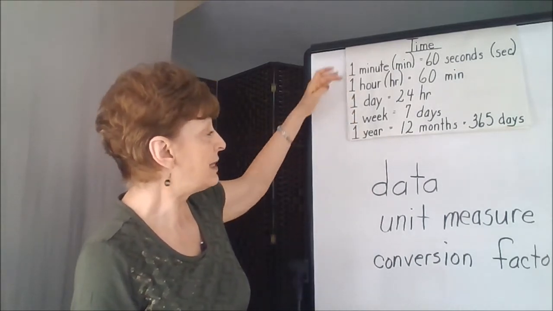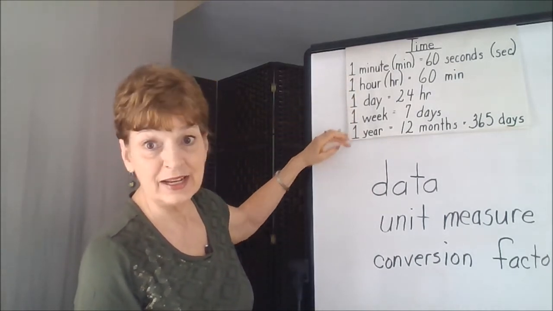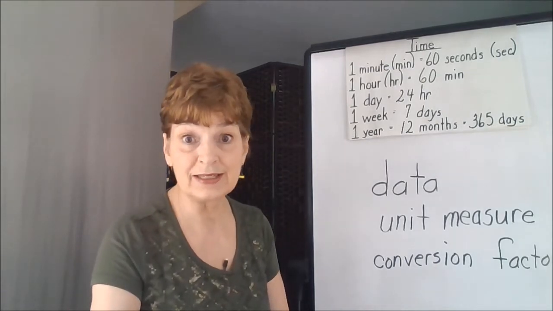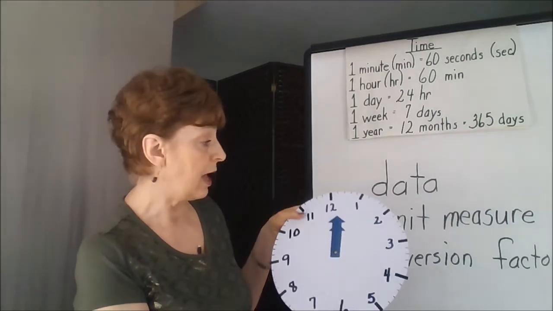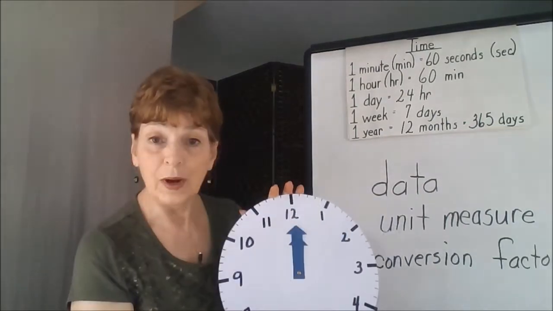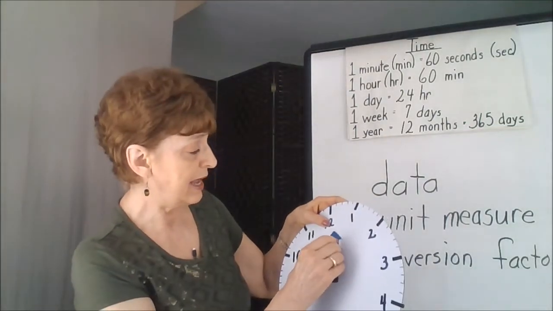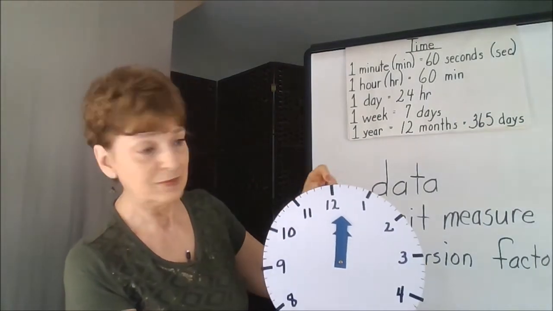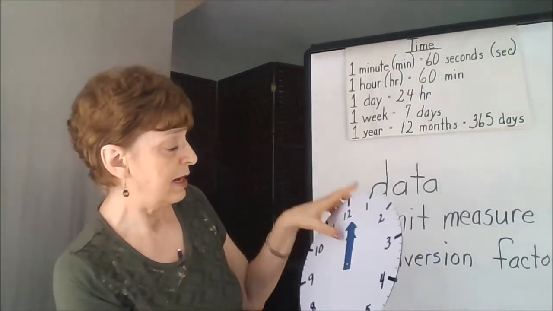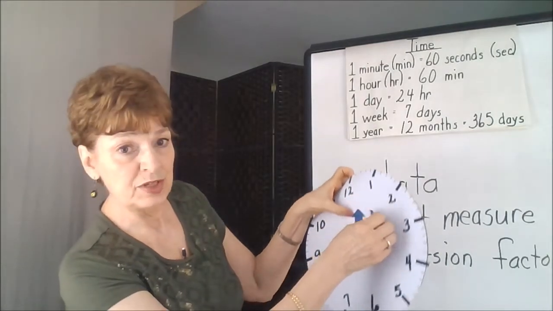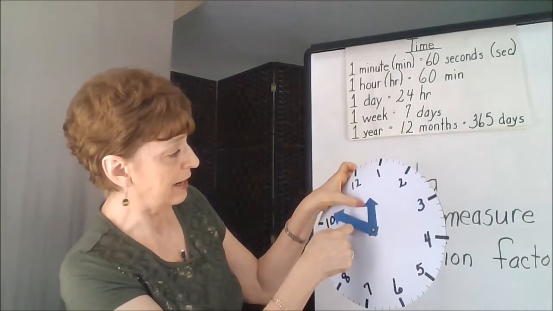We have minutes, hours, days, weeks, years. Those all give us an idea of time. But it's different in the amounts. 1 minute moves the big hand one little dash over. 1 hour, the big hand moves completely around the clock one time.